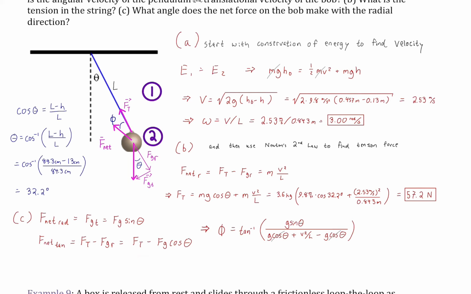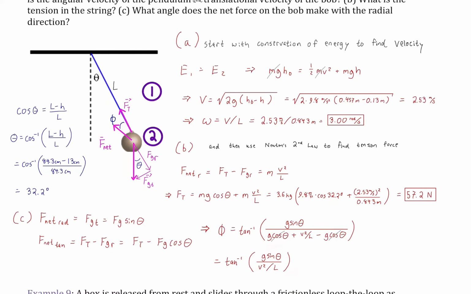Well, we already know what tension is, right? It's this. So then I just cancel out the m from everything. That's why it doesn't show up here. And then it's just the g cosine theta plus v squared over L, and then minus that component of gravity, but that's also g cosine theta, so it cancels out. Oh, that's interesting. So then when we write it, we get this.